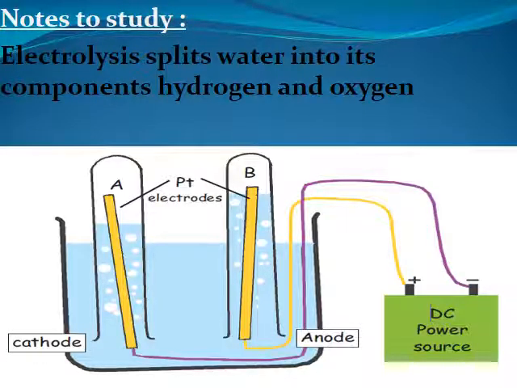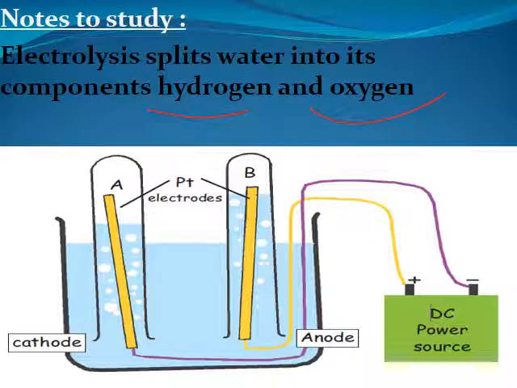What is the aim of the process of electrolysis? Electrolysis, from its name, electro is electricity, lysis is cutting down or splitting down. So electrolysis splits water into its components, which are hydrogen and oxygen.